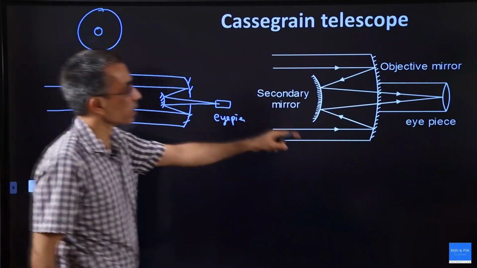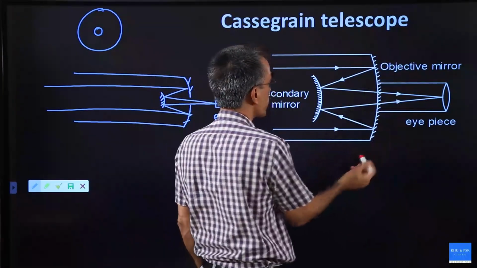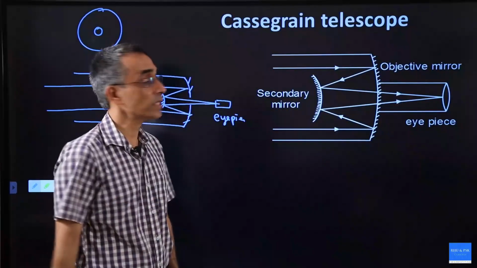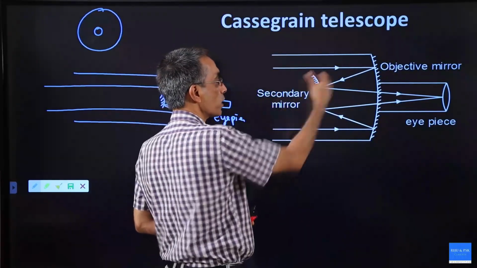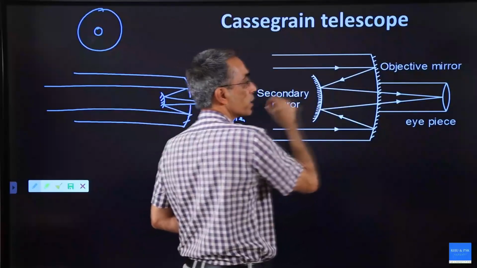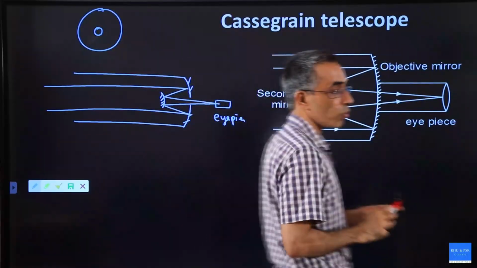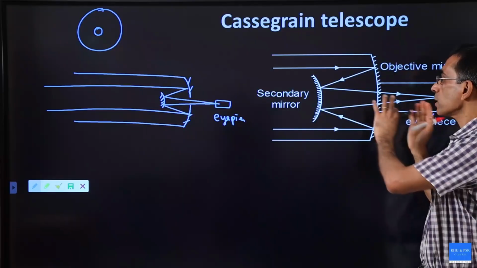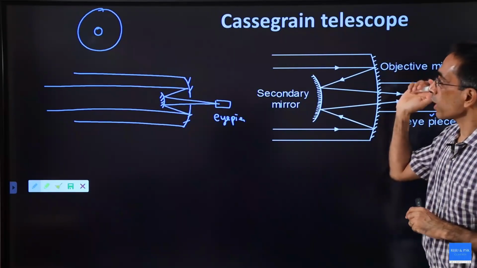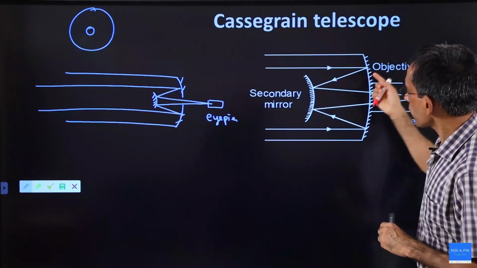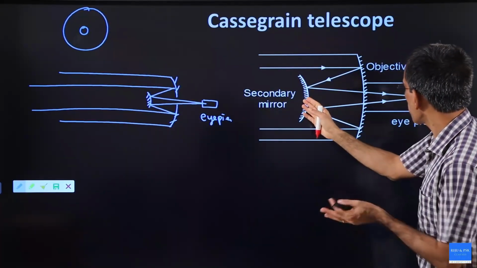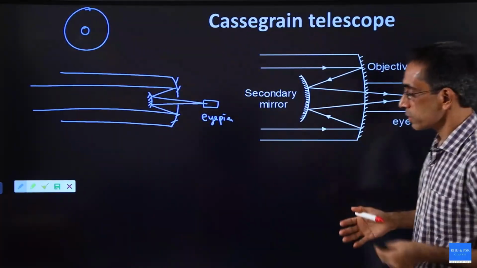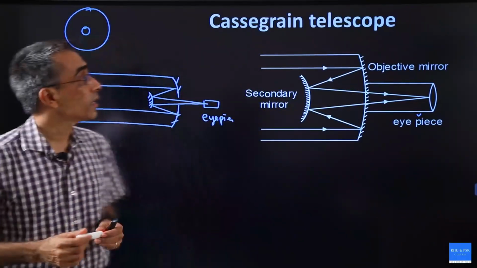This diagram is shown here. You can see this is the objective mirror and this is called the secondary mirror. What is the purpose of the secondary mirror? That is to reflect the light focusing inside to outside, and this is the eyepiece. So you can watch through the eyepiece, then you can see the image. The concave mirror will converge light, the convex mirror will send it outward, then you can watch. So this is called a Cassegrain telescope.